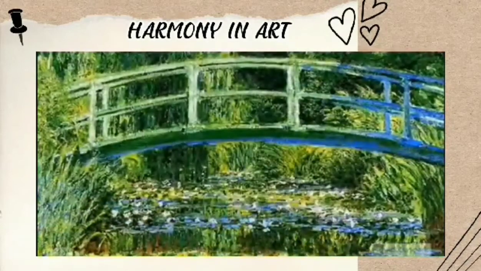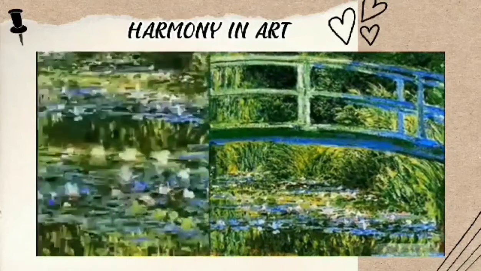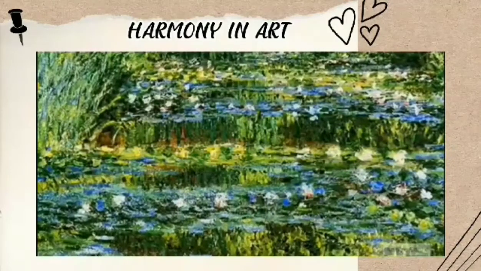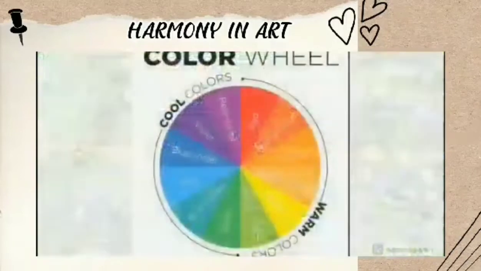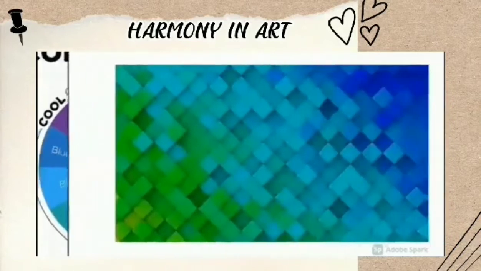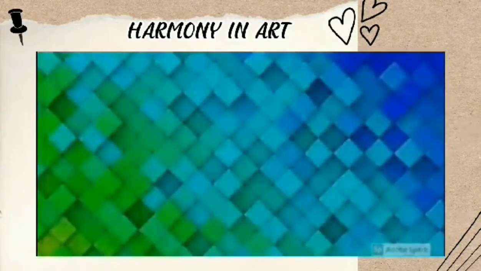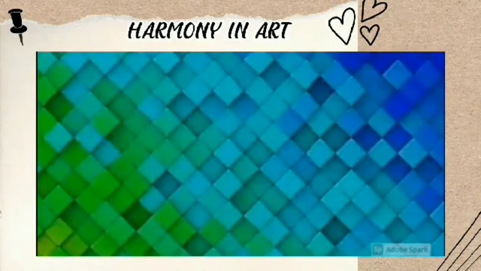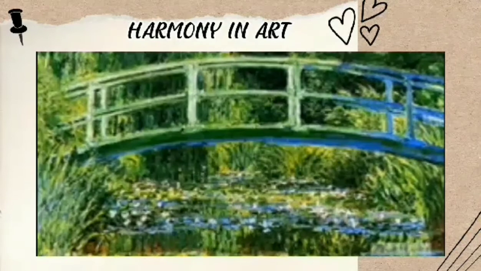Let's take a look at Monet's painting. The title is The Japanese Bridge, the Water Lily Pond. Monet's painting demonstrates harmony in color with mostly greens and blues. Analogous colors are groups of three colors that are next to each other on the color wheel. Analogous colors create a rich monochromatic look. Green and blue are examples of analogous colors. Notice that this painting has a serene environment. It has harmony throughout the composition.